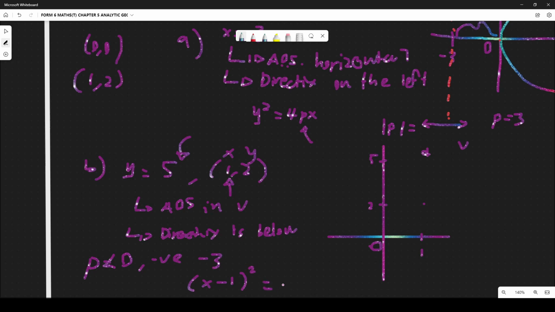equals to -12, and y minus, okay, y -12. I just made it like this, 4 times -3, so I just really put in the curve. So how will this graph look? The graph will look something like this.